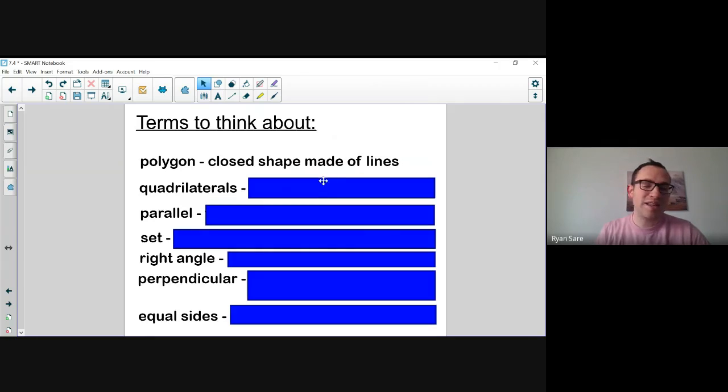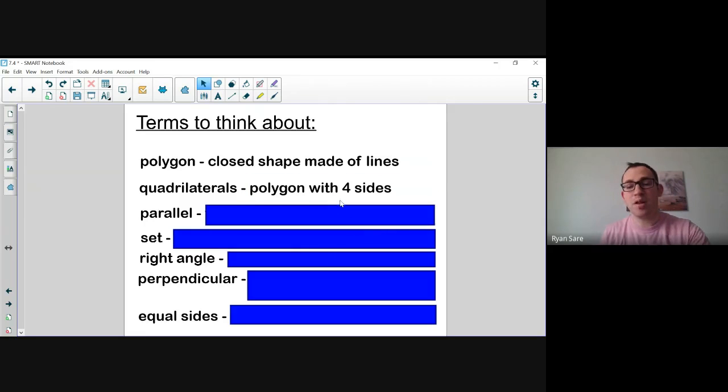A quadrilateral is a type of polygon that has 4 sides. That root word quad means 4. If you think of your quadricep muscles, there are 4 muscles on the top part of your leg. If you think about when you're going out four-wheeling, some people call those quads. It's just a root word that means 4. So a polygon with 4 sides.